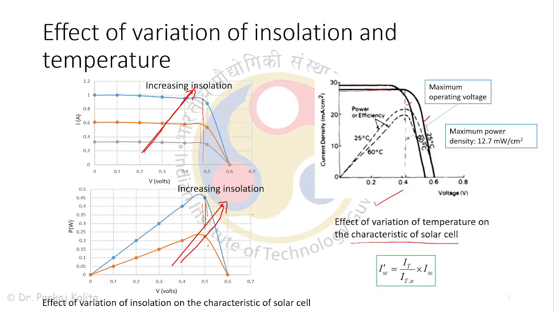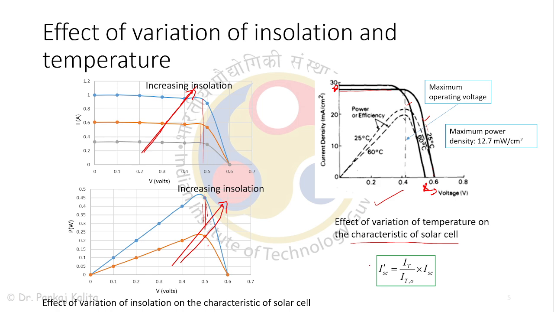So if we see this, as we increase the temperature from 25 to 60 degrees Celsius, there is a very marginal increase in the current as compared to the voltage, due to which your fill factor decreases. Okay, so fill factor decreases. This fill factor is basically the area under this IV curve, right? So this fill factor decreases and your power also decreases.